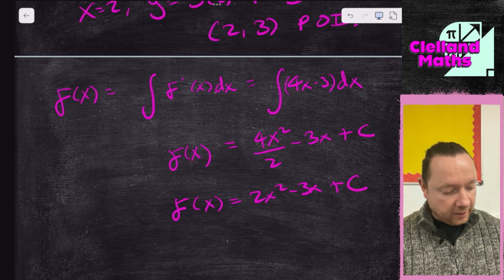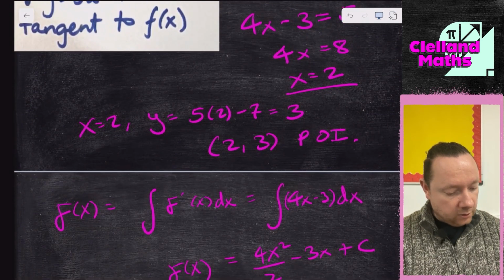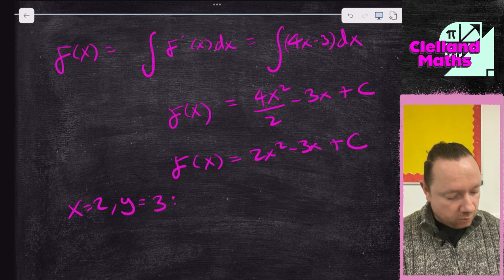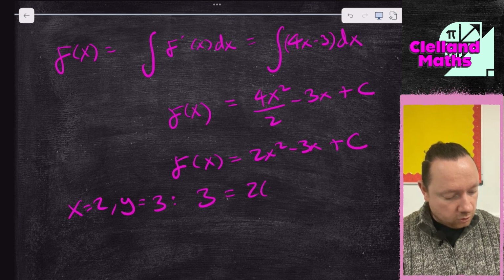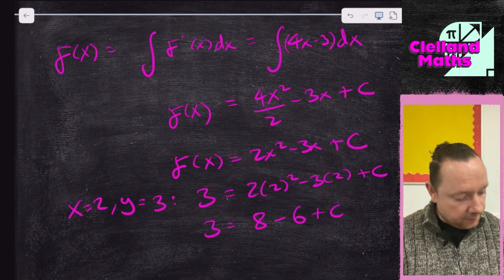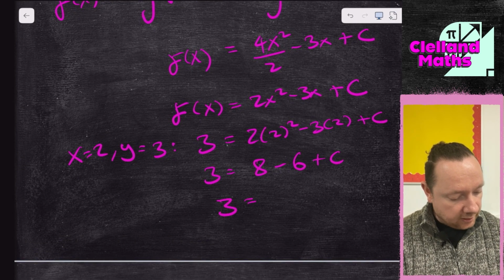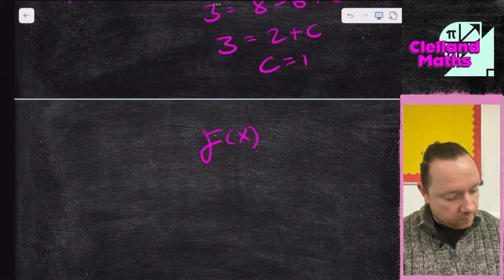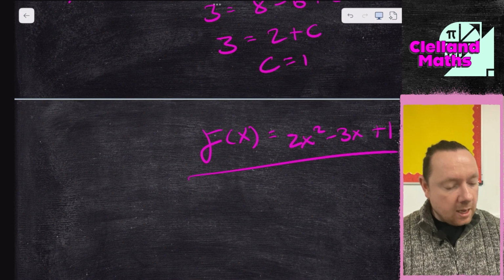So really, we need to then find c. But we do know a point, 2, 3. So when x equals 2, y equals 3. So that'll get rid of my c for me. 3 equals 2 squared minus 3 times 2 plus c. 3 equals 2 2s is 4, times 2 is 8. 3 2s is 6, plus c. 3 equals 8 minus 6 is 2 plus c. So c equals 1. And therefore f of x finally equals 2x squared minus 3x plus 1. And we're done there.